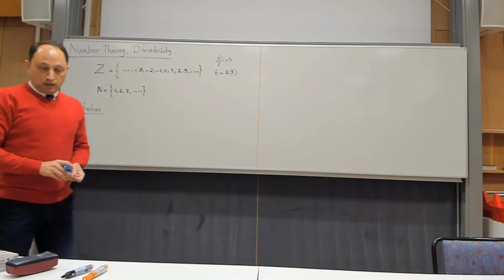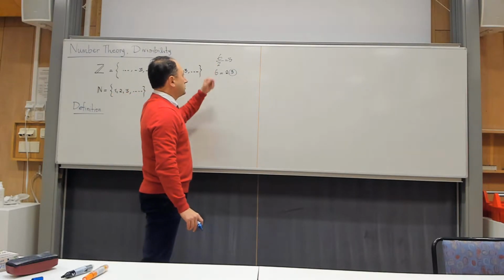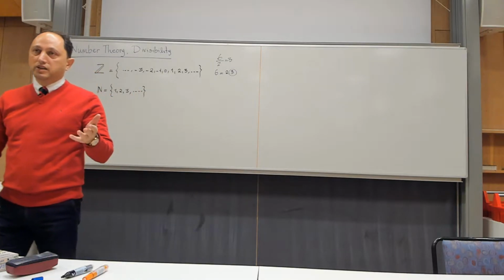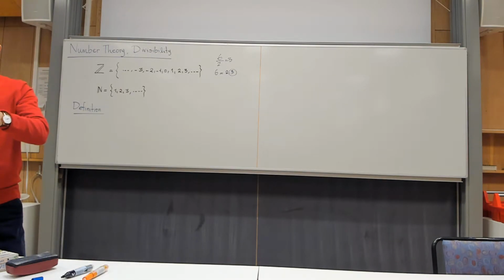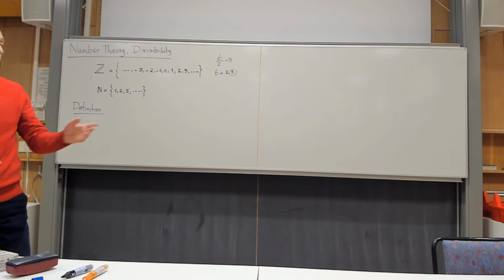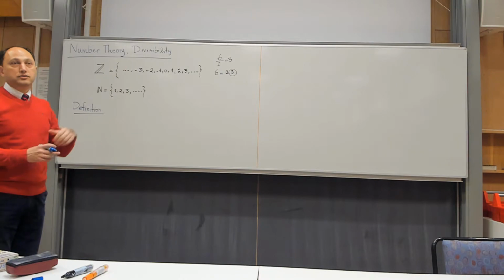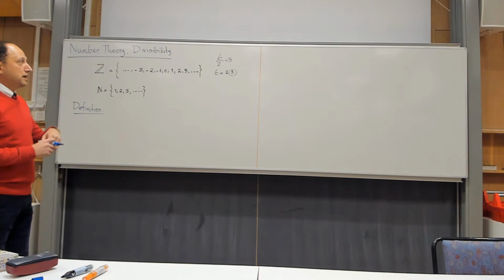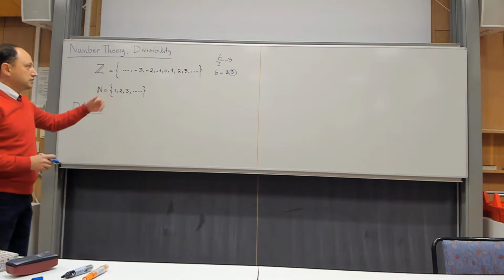Okay? And the notion of divisibility is only for integers. So for example, I cannot say 2.5 is divisible by 0.5. Even if you divide 2.5 by 0.5, the answer becomes 5, and 5 is an integer. But the notion of divisibility is only defined for integers, yes? So whenever we talk about divisibility, automatically we are working within the set of integers.